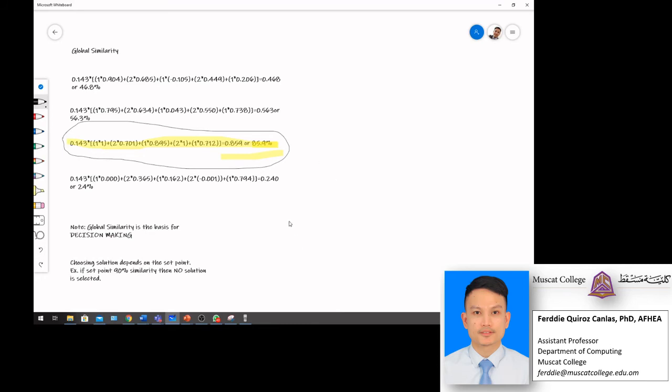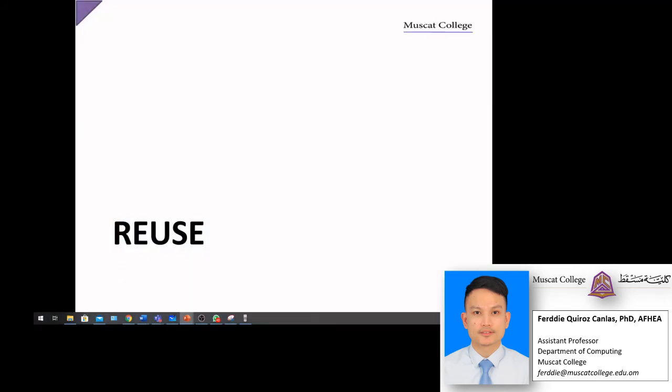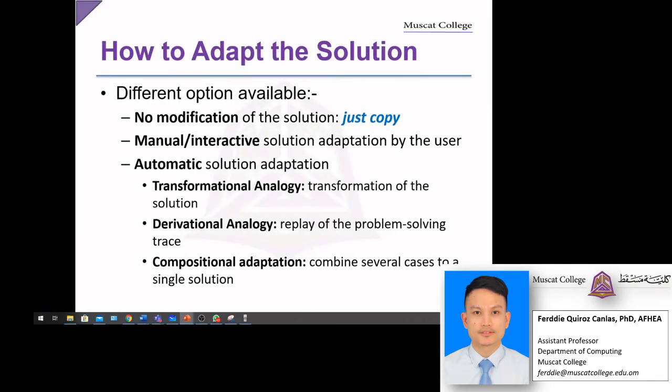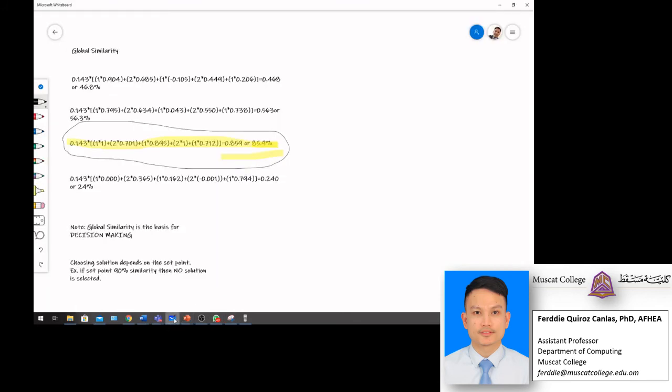Okay, choose day 3 for the reason that it has a very high similarity. So in that way, you can now go with the next phase of case-based reasoning, which is reuse. When we say reuse, there is no modification of the solution. Just copy it, meaning you just have to adopt this solution based on this example.